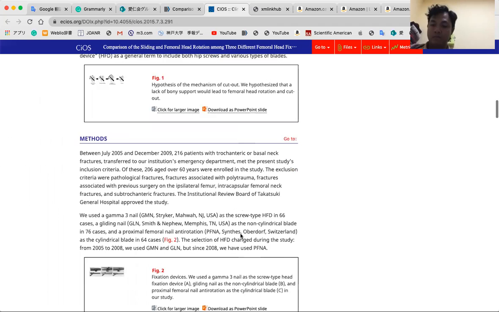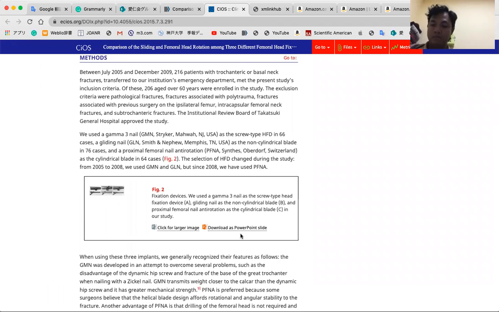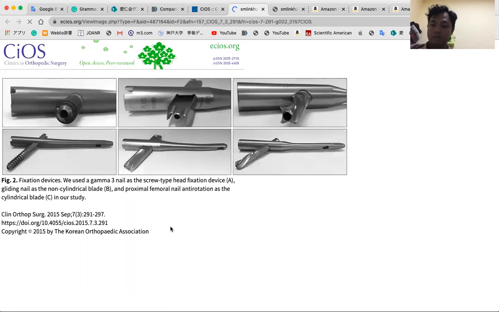Anyway, under this hypothesis, I measured the sliding length along with the femoral head rotation. These are the three types of fixation devices. This is the gamma nail, a screw type. This is the gliding nail, non-spherical, double T shape. And this is the blade, spherical, cylindrical. So we compared three types of fixation devices.